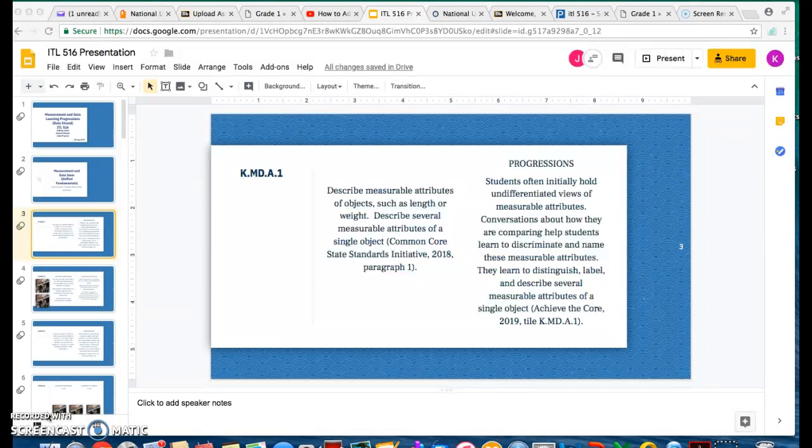Describe several measurable attributes of a single object. Obviously, we know standard units are the units that we use to typically measure weight, length, and capacity. For us, we use standard metric units, such as grams, kilograms, centimeters, etc. For children in kindergarten and 1st grade, we use non-standard units to introduce them to the concept of measuring without them having to read scales.